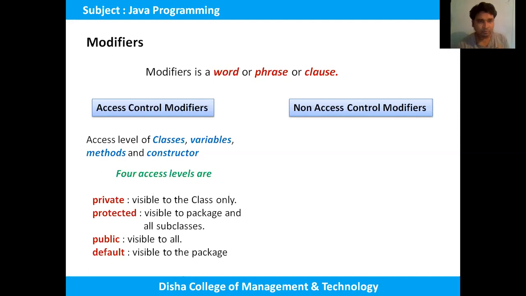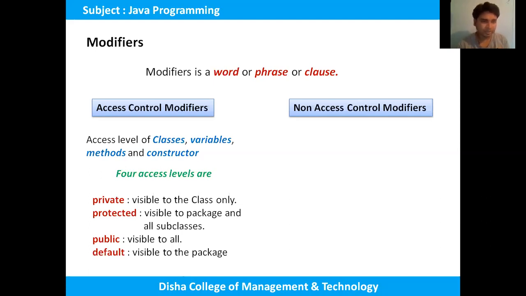Access control modifiers have four different types: private, protected, public and default. When a class is declared as private, then the class is only visible to itself. That means the class cannot be visible to others. Or if data members or member variables are declared as private, then those member variables and member functions are only visible to the class. We cannot access those properties of that class.